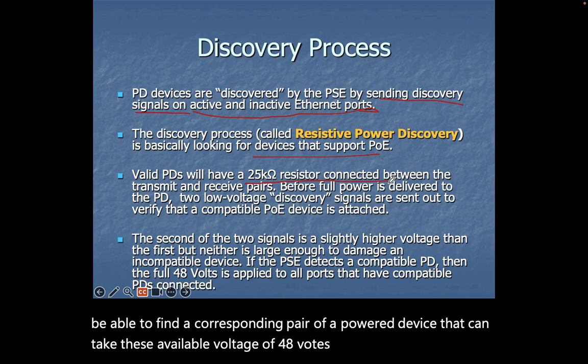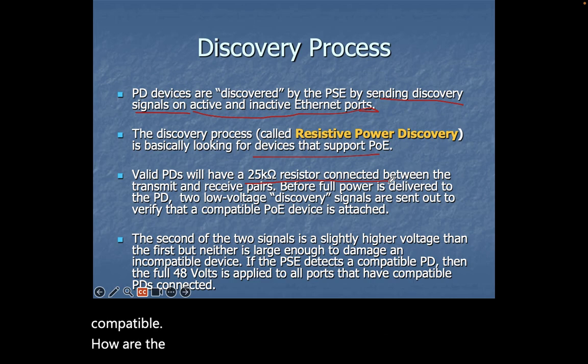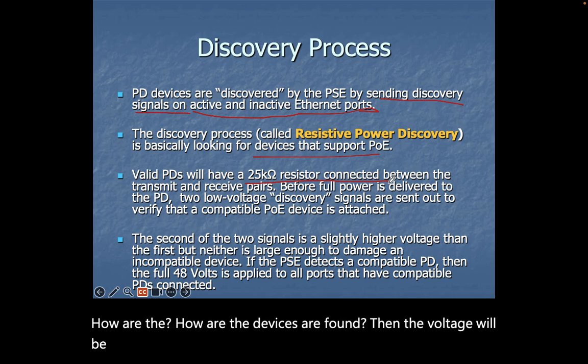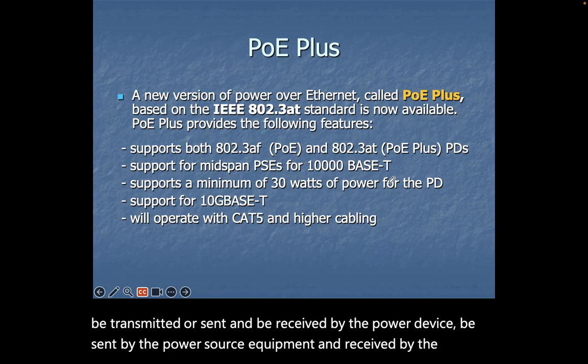When this pair or this compatible powered device is found, then the voltage will be transmitted or sent, and be received by the powered device. Be sent by the power sourcing equipment and received by the powered device.